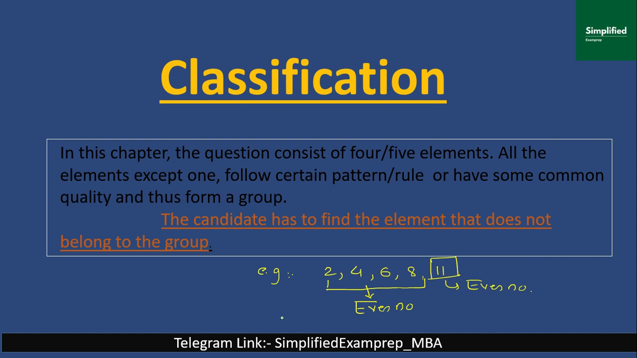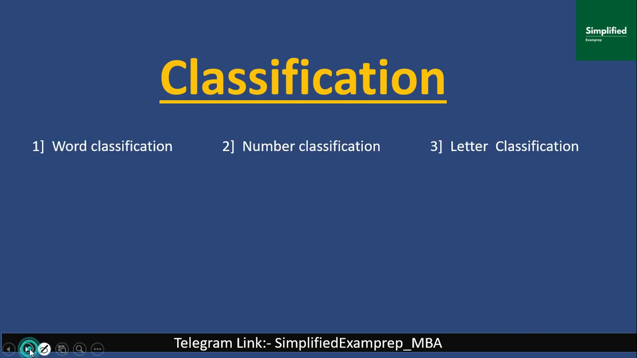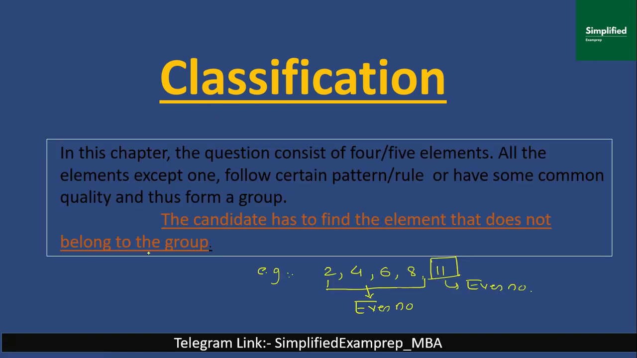I hope you all understand this. It's a very simple concept. If you don't understand it the first time, pause this video, just watch it again, you will understand it. Okay, now move forward. See classification. In your revision notebook, you have to write only this statement. You don't need to write this whole paragraph in your notebook, or we can say revision notes. You need to write only: find the element that does not belong to the group.